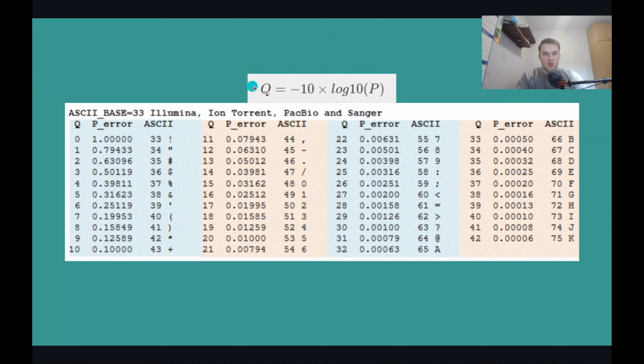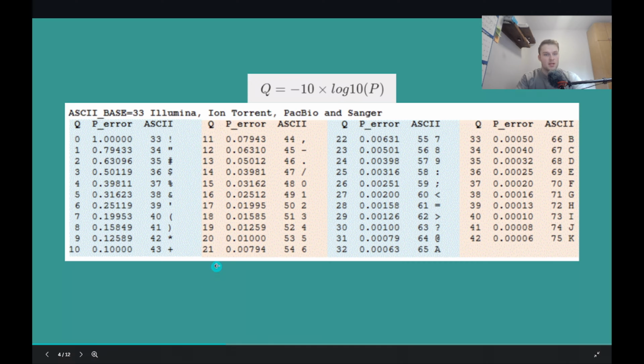So we calculate the Q score using this equation, and then we offset it by 33 to get the ASCII character. A Phred score of 10, which corresponds to an accuracy of 90% or a 1 in 10 chance of error, is represented by the ASCII character plus, or the addition sign. So we're taking the Q score and offsetting it by 33. We're basically adding 33, and then we take the ASCII character which corresponds to that number.